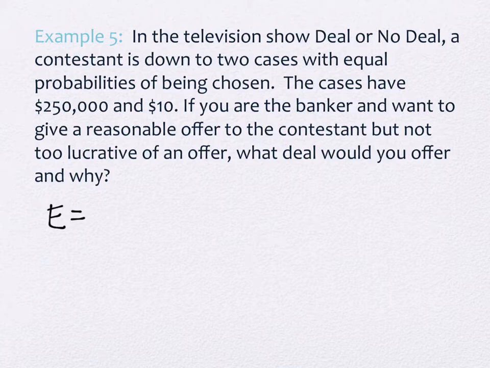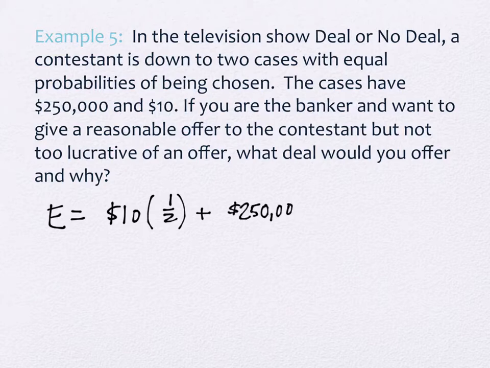So what is the value of one of the cases? $10. And what's the probability that the case that we have actually has $10 in it? At this point, it's 1/2, right? Because we've eliminated all the other cases. There is a 1/2 probability that the case we end up choosing, whichever one it is, is going to have the $10 in it. The other option is that the case that we end up choosing at the end has $250,000 in it. And what's the probability that that's going to happen? It's 1/2. Okay?